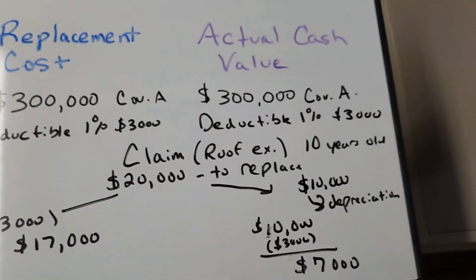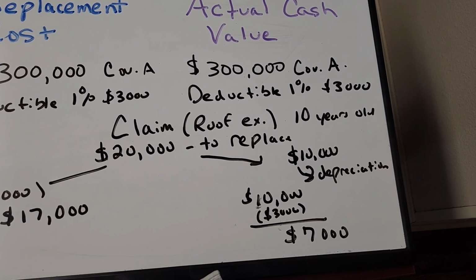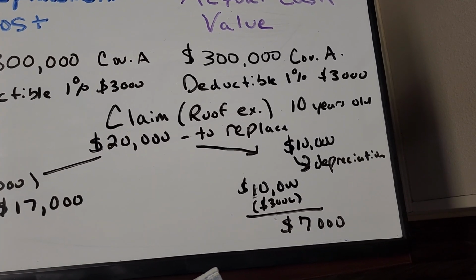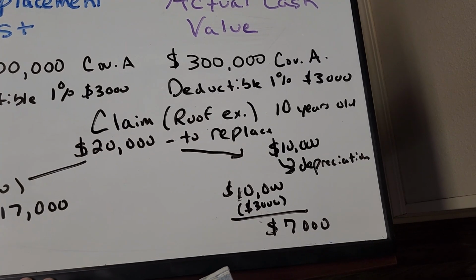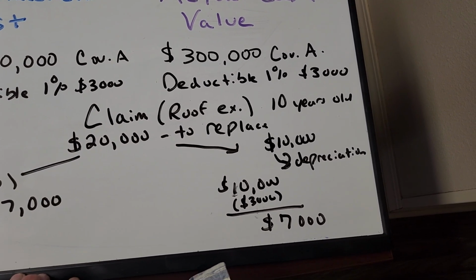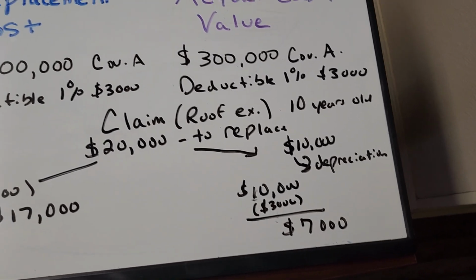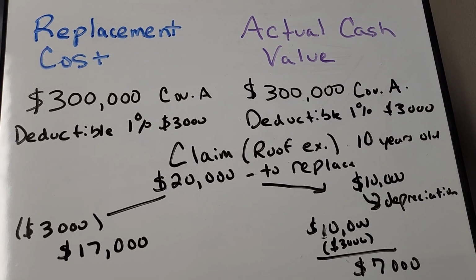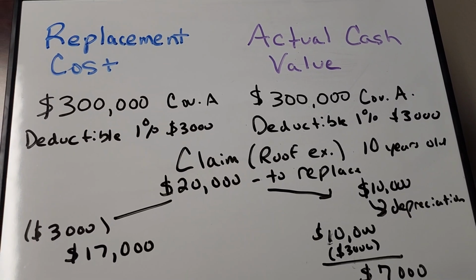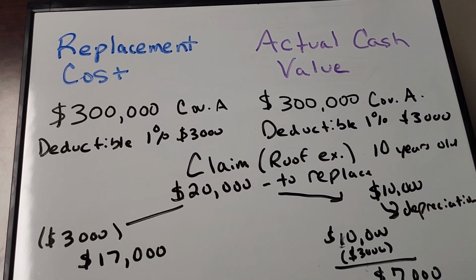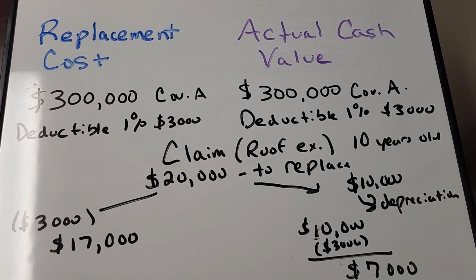In the ACV example, okay, the roof is 10 years old. That's going to be depreciated depending on the age, but in this example, I did $10,000, right? And then once you take your depreciation, 20,000 minus 10, you're left with 10, less your deductible, $7,000. Now, this is a generic example. How they determine the depreciation depends on the lifespan of the roof, the age of the roof, but this is just a generic example in this illustration on the big differences between actual cash value and replacement cost.